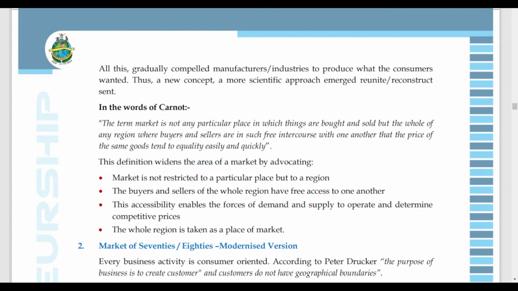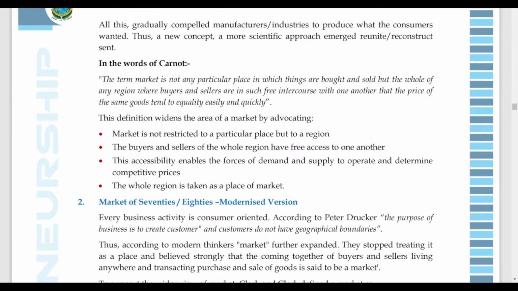Thus, a new concept, a more specific approach, emerged. In the words of Cournot, the term market is not any particular place in which things are bought and sold, but the whole of any region where buyers and sellers are in such free intercourse with one another that the price of the same goods tends to equality easily and quickly.